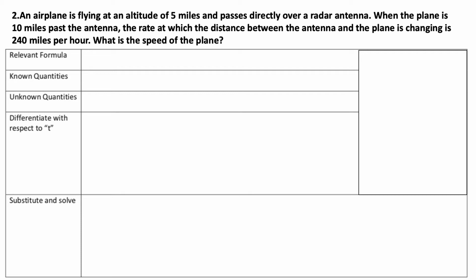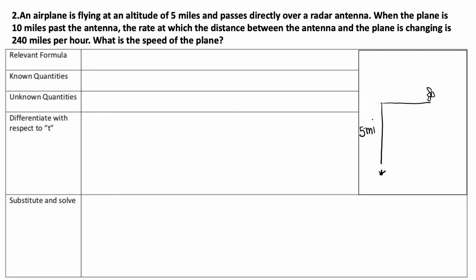Now this one is a lot harder for me to visualize without a picture, so I'm going to go ahead and draw a picture. So I want to draw my airplane flying at an altitude of 5 miles. So here's my 5 miles. My airplane is going this way. Looks like a bumblebee. And down here there is some kind of antenna. I have no idea how to draw an antenna. Like that. Okay, 5 miles directly past the antenna.